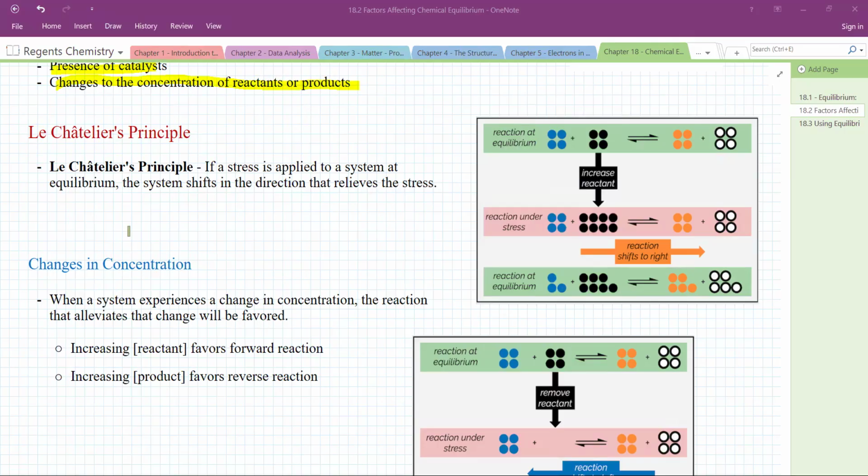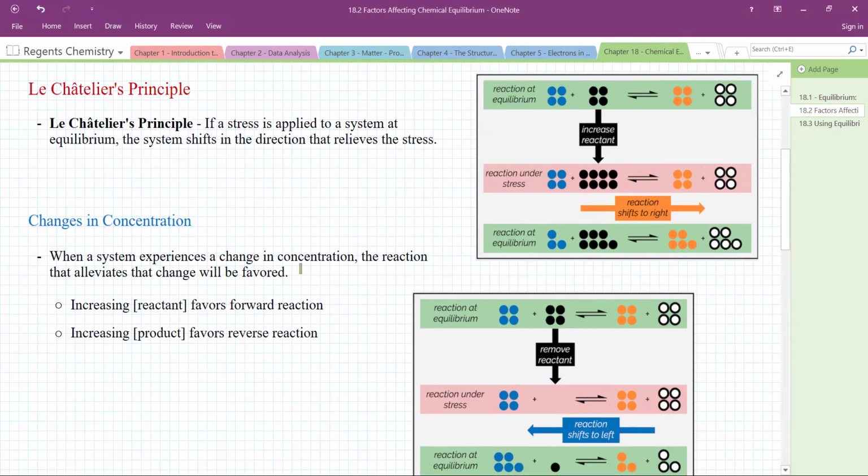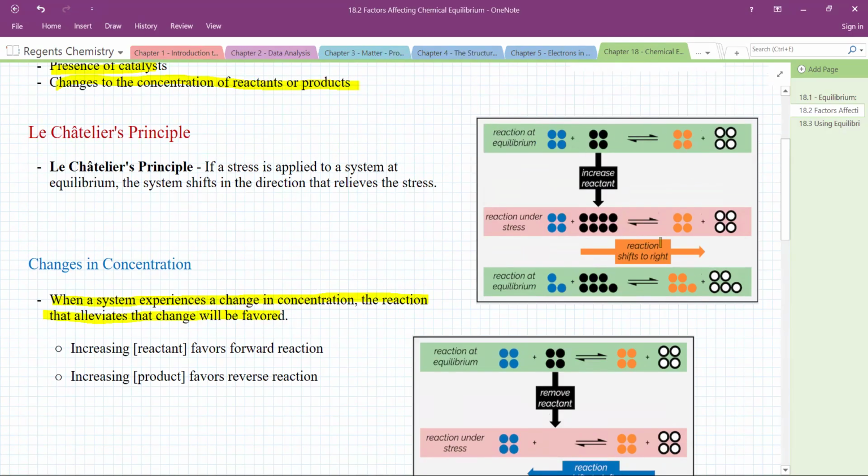So I want to start by talking about changes in concentration and really looking at how a change in concentration will affect our reaction. Okay. And so here the idea is, when a system experiences a change in concentration, the reaction will shift in a way that alleviates the change that was made. So if we increase our reactant, we'll favor the forward reaction. So I actually have that pictured up here in the top right.